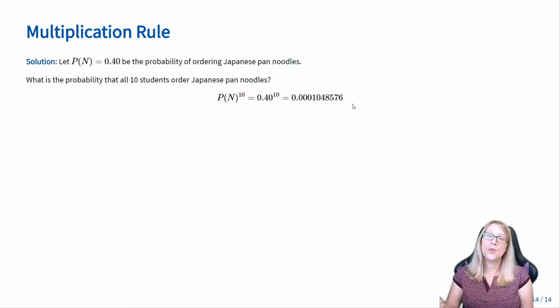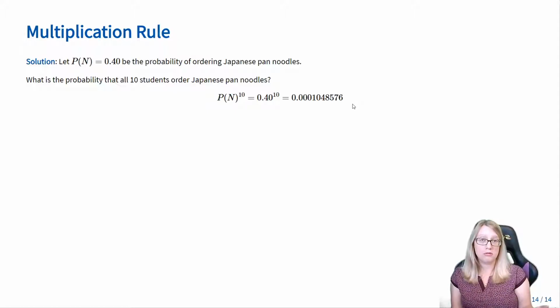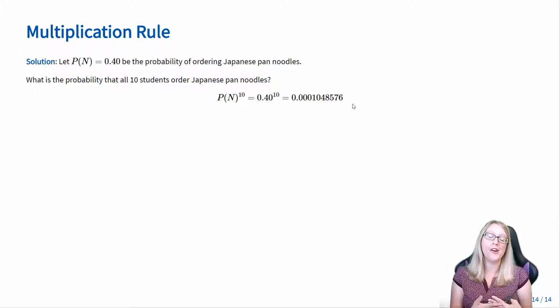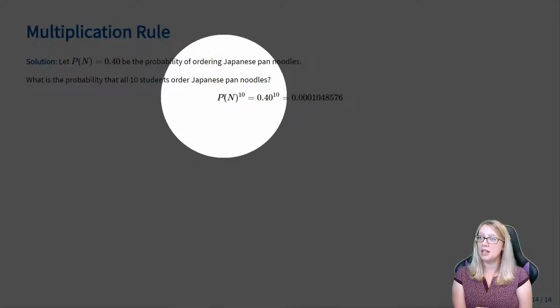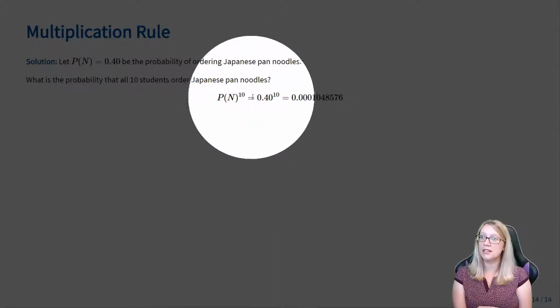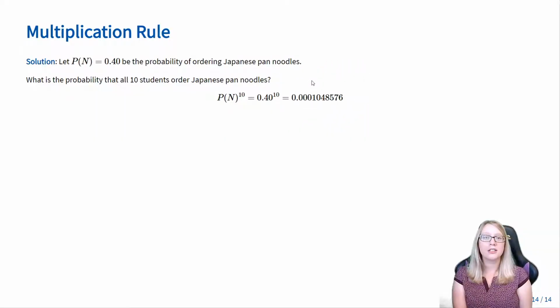So let's start with all 10. I'm going to let P of n be the probability of ordering Japanese noodles. For each individual student, it's only 40%. We'll make an assumption here, and our assumption is that the students are choosing independently. They didn't come in a group, they're not talking to each other about what they're going to order, they're all just making their order without consideration for what the other students are ordering. So the probability that all 10 order the Japanese noodles is the probability of ordering the noodles once raised to the 10th power, or about 0.0001.